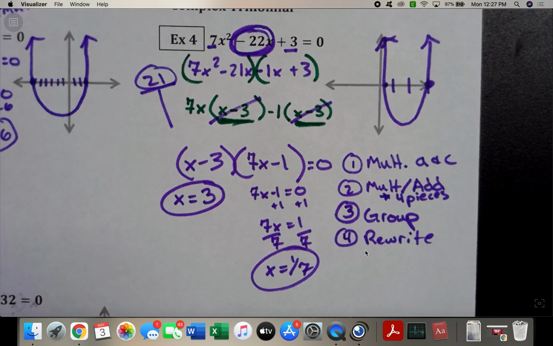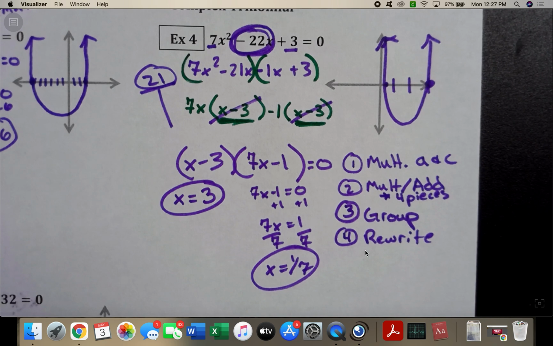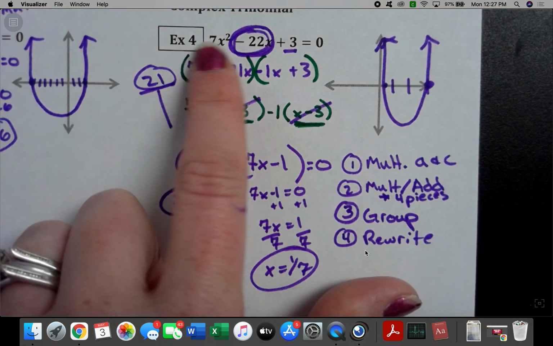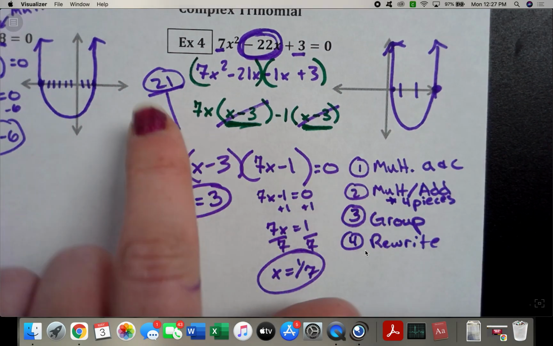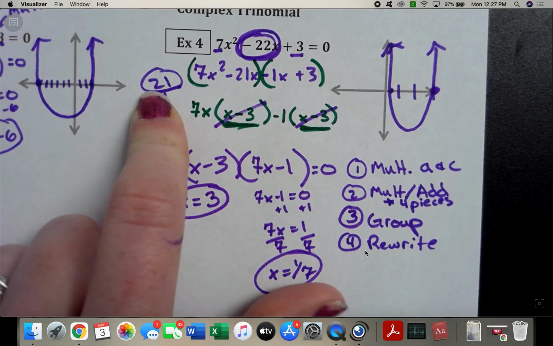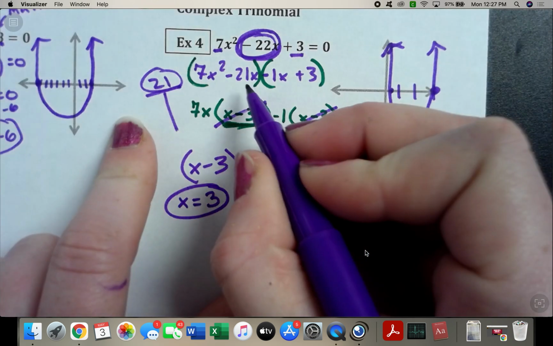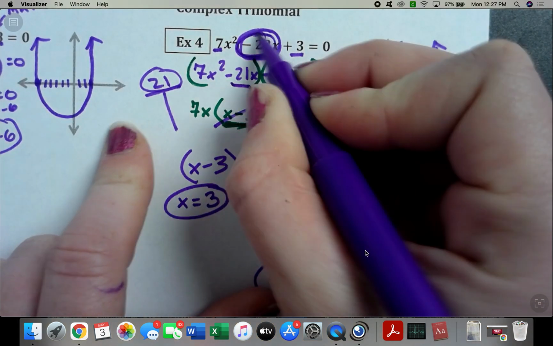What do you mean? Because 7 times 3. You take A times C and you get 21. And you look for numbers that you can multiply to get 21 but when you add them, give you 22 in the middle. And that is 21 and 1.